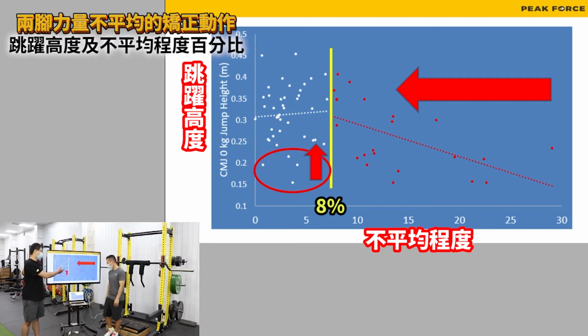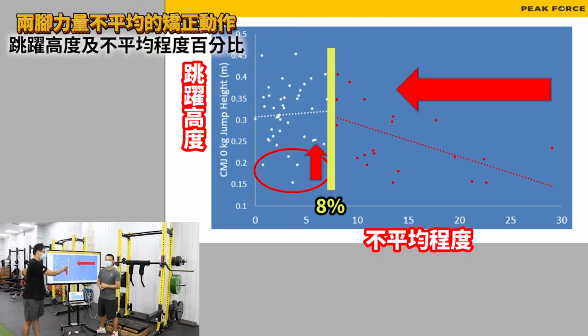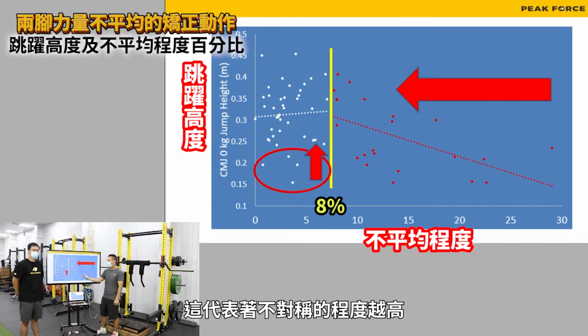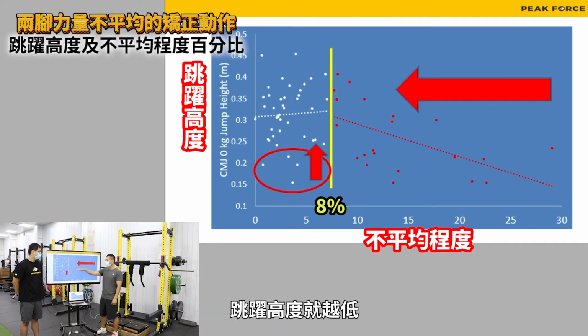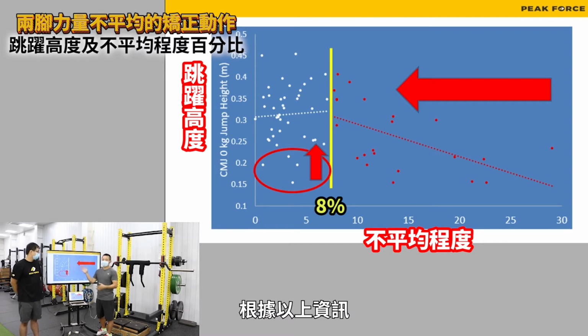The upper left of this chart represents people who don't have much asymmetry and also jump higher. The yellow line is the 8% line we just mentioned. And after 8% you see the correlation start to go down. It means that the higher the asymmetry value, the lower the jump height becomes. To the right of the yellow line, the left-right asymmetry is higher, but the jump is lower.